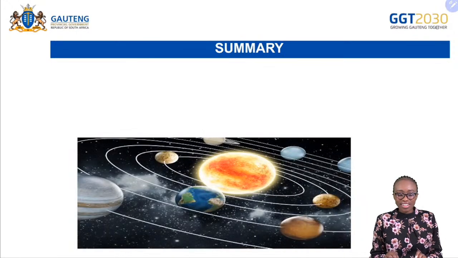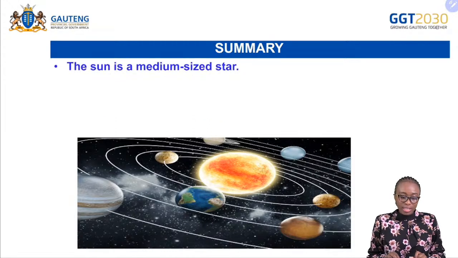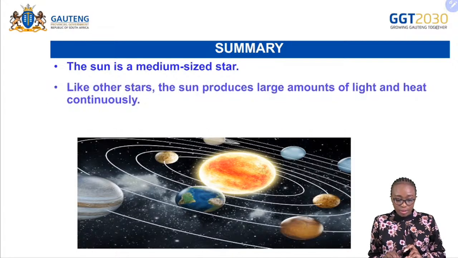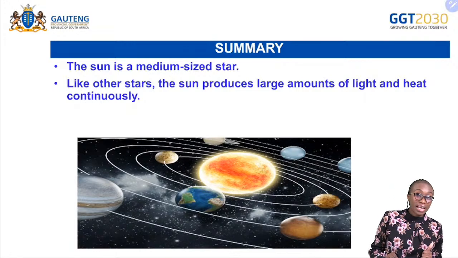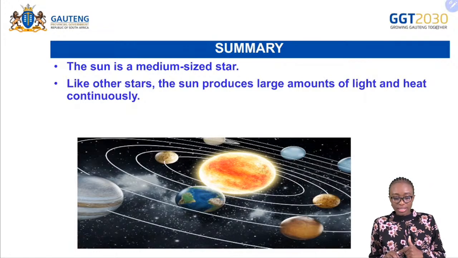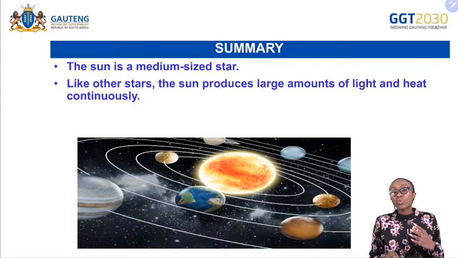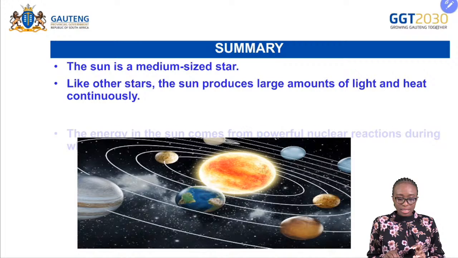Today, we learned that the sun is a medium-sized star. And like other stars, the sun produces large amounts of light and heat continuously. That's why it keeps us warm, and during the day we can see the daylight.